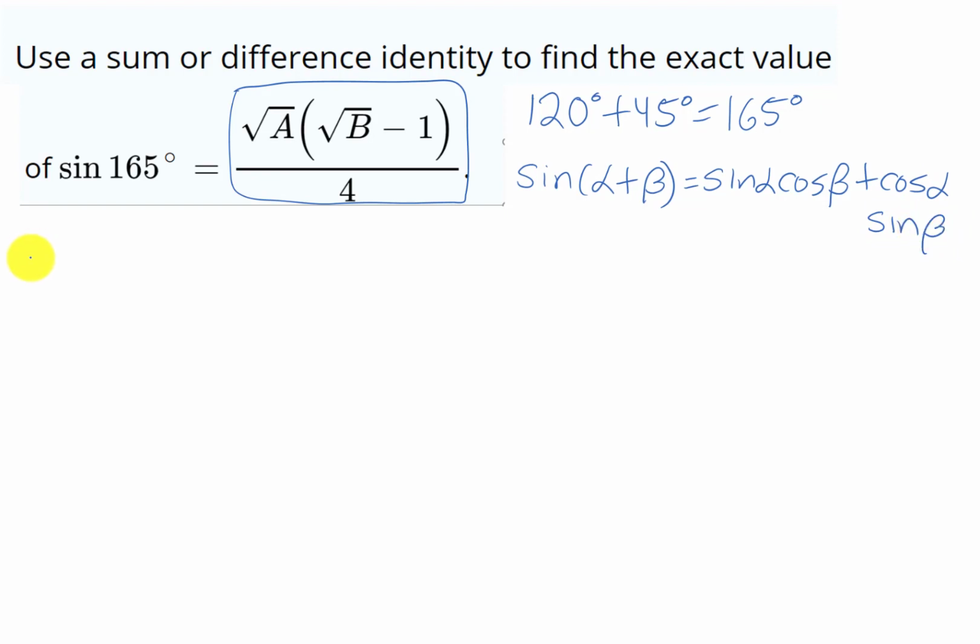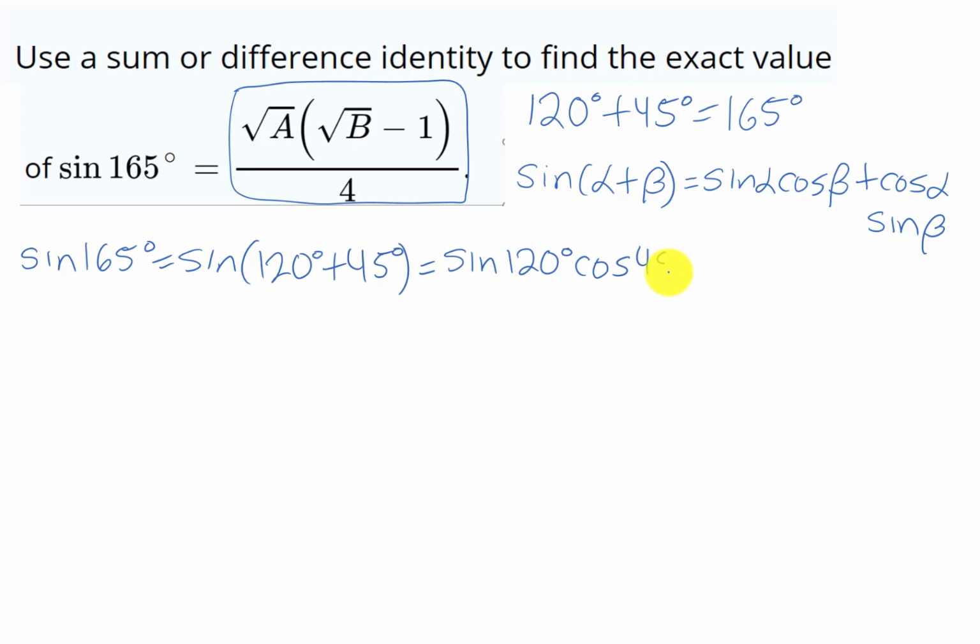All right, so that means if I have the sine of 165 degrees, that is the sine of 120 degrees plus 45 degrees. So I can use this sum formula for sine, and that's going to be sine of the first angle, which is 120, cosine of the second angle, which is 45 degrees, plus cosine of the first angle, which is 120, times sine of the second angle, which is 45.